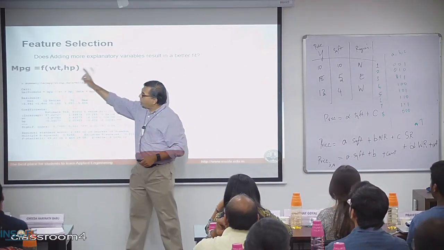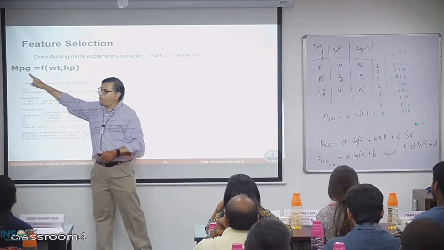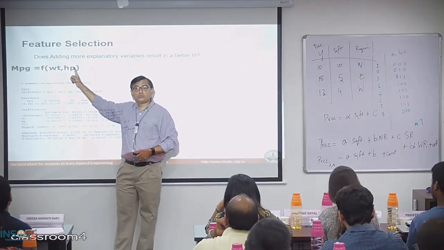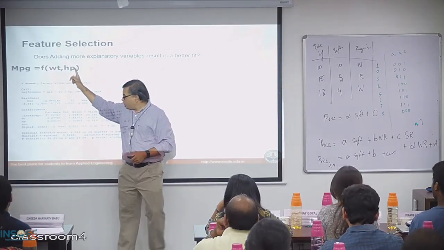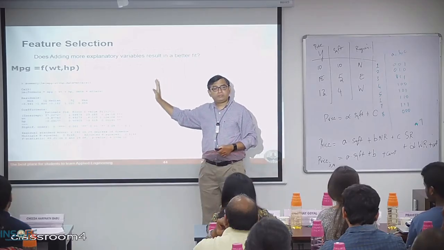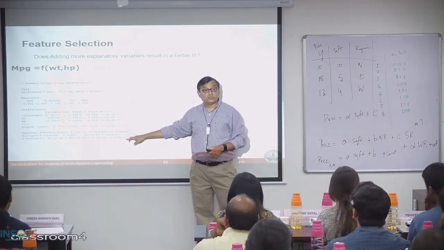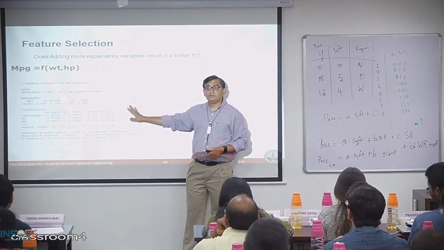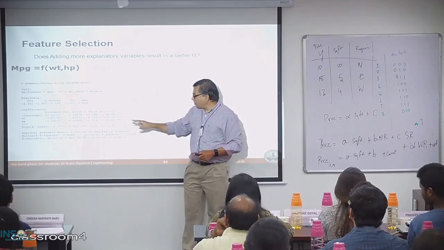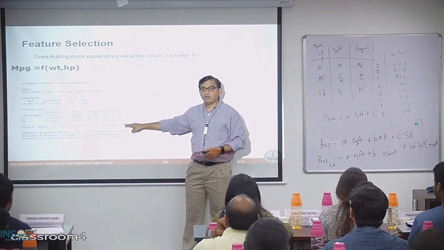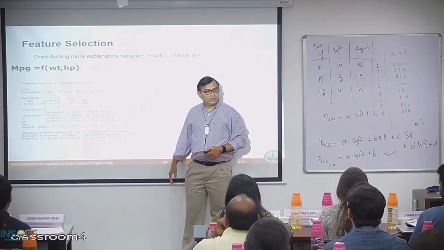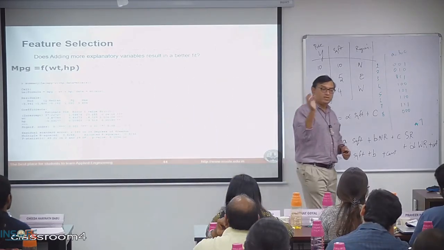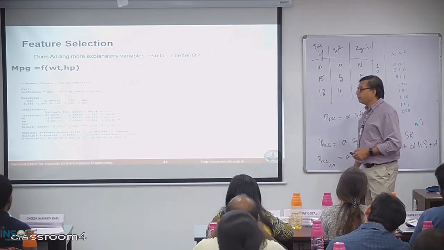So here, I'm trying to fit miles per gallon with two variables, weight and horsepower. Is the model significant? 10 to the power minus 12. Definitely significant. How about the variables? Even if you cannot read the numbers, you can see stars everywhere, right? So clearly both these variables, weight and horsepower, are useful in describing the miles per gallon.